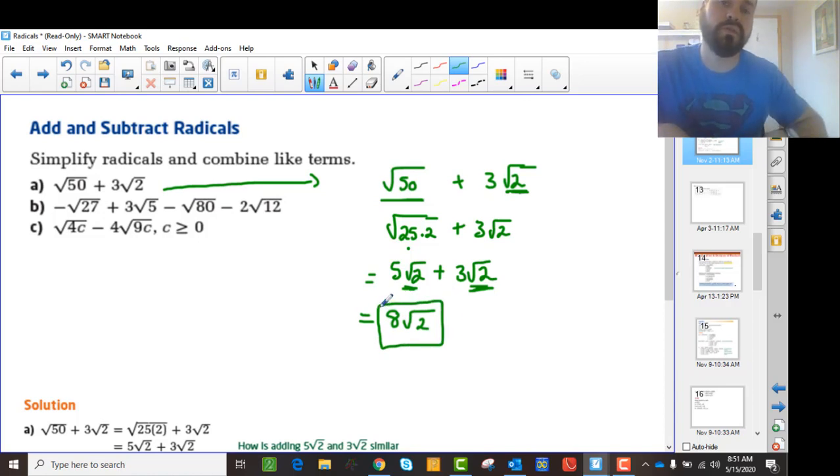So when you're doing these questions, you have to simplify first. That's why, again, in the first video, we talked about converting between mixed and entire radicals. So if we look at question B, we have minus root 27.